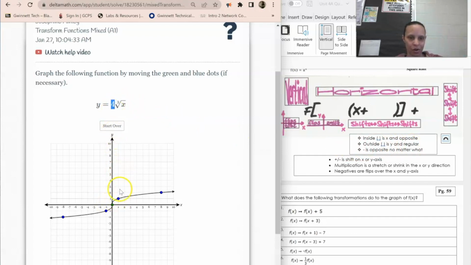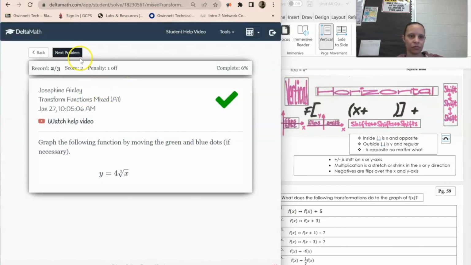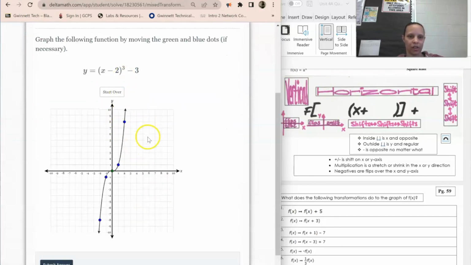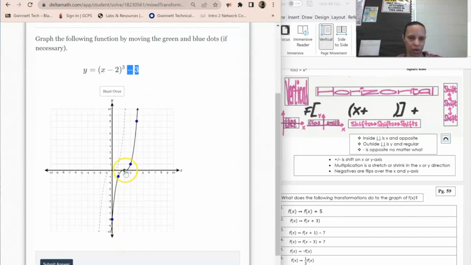So take any number and multiply it by 4. So 1 times 4 or 2 times 4, doesn't matter. 1 times 4 is 4, stretching it in the y direction. All right, I think we just did this one, but anyway, inside, x and opposite. So instead of going left 2, I'm going to go right 2. Outside, y and regular. So whatever I think is in the y direction. So that's going to be down 3.